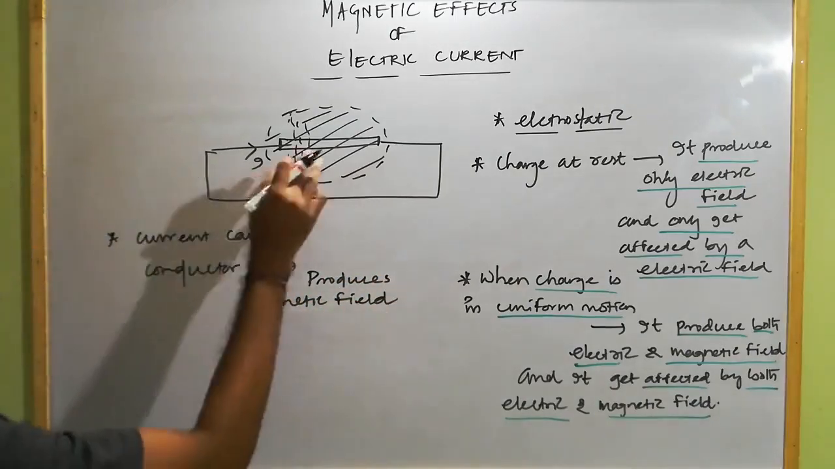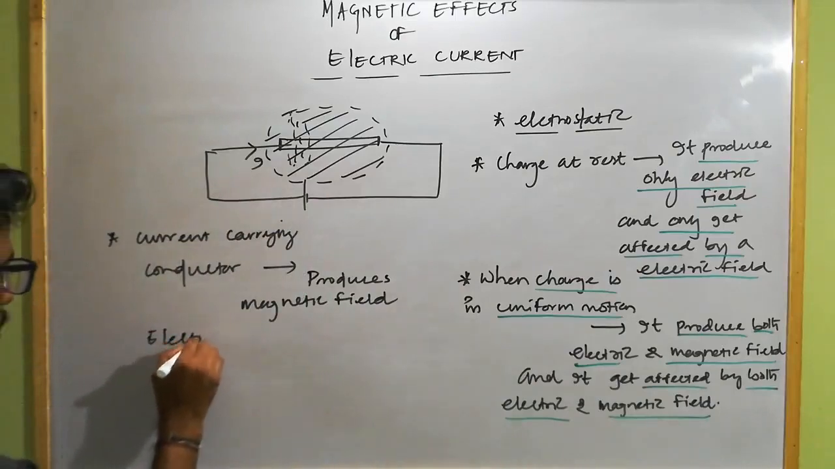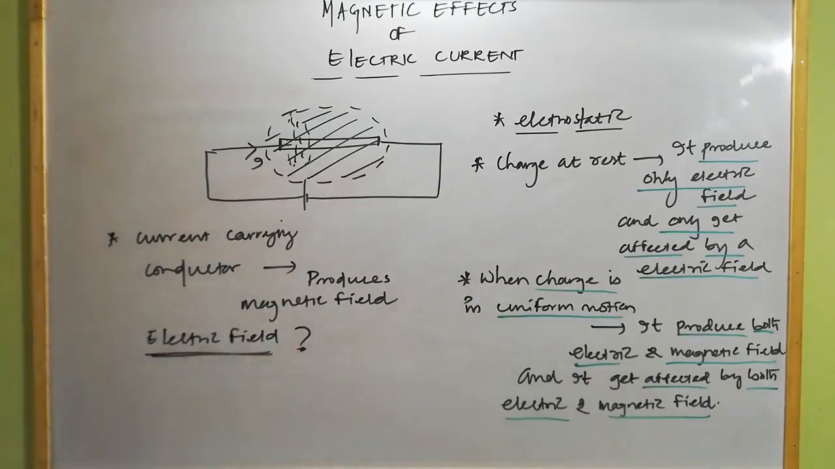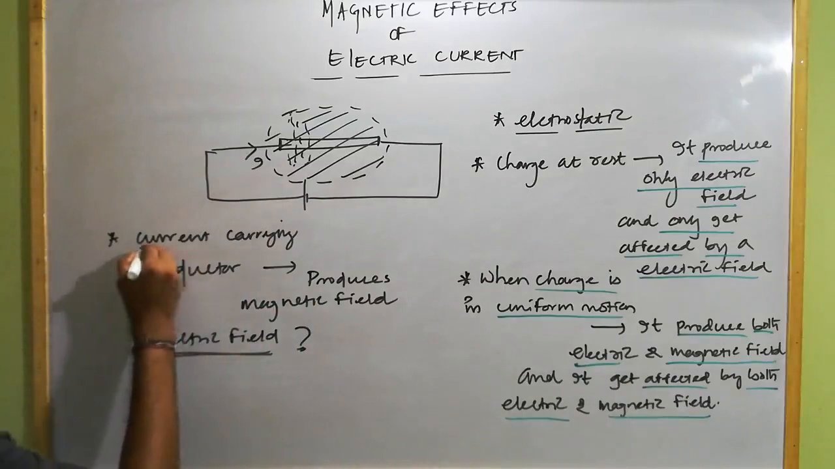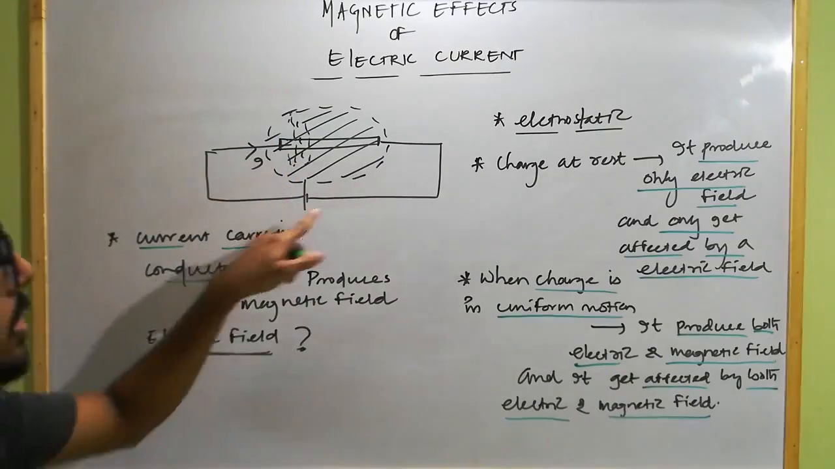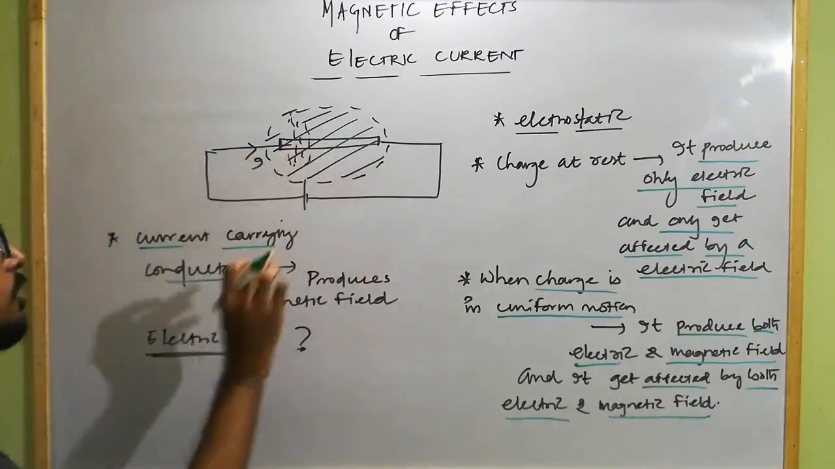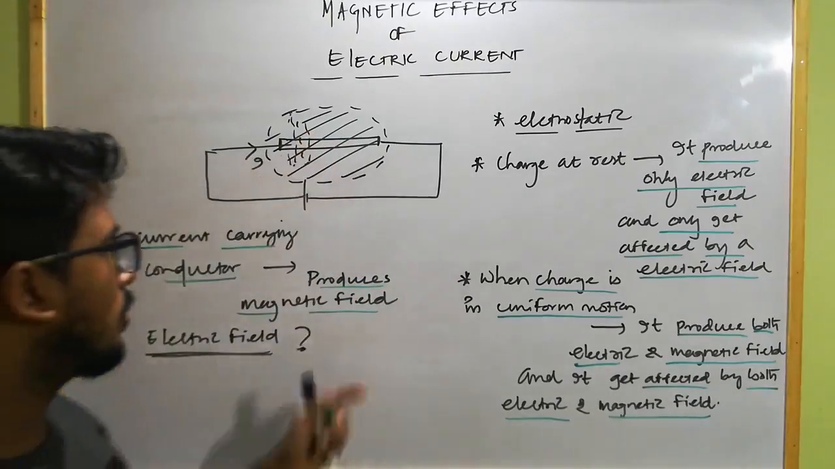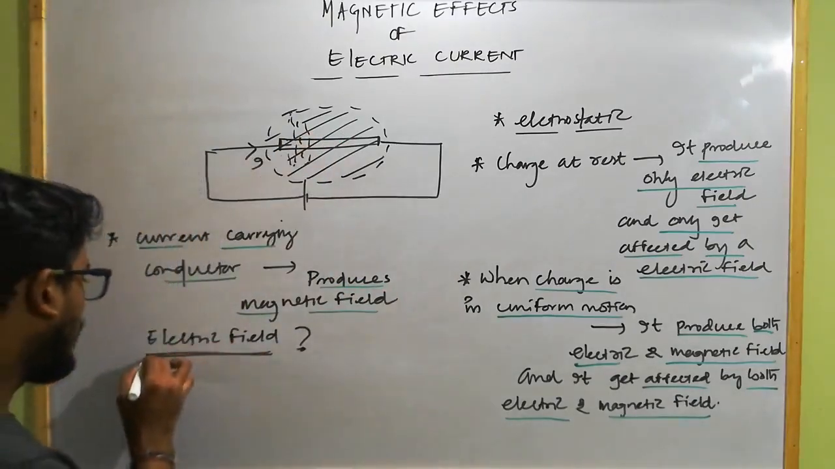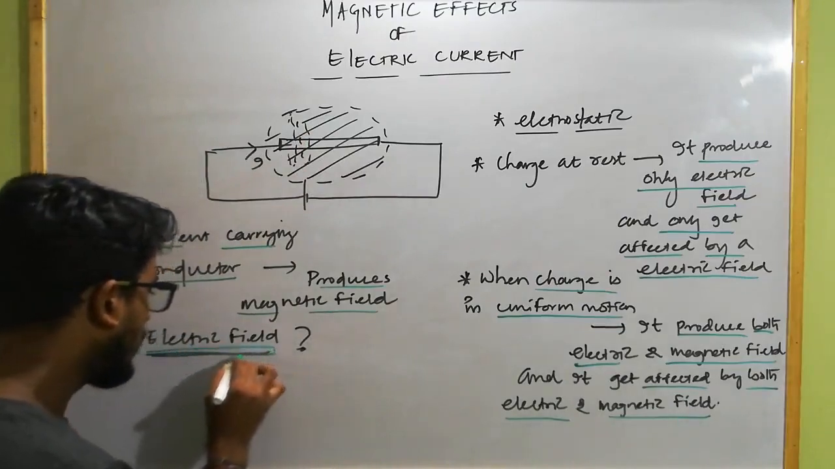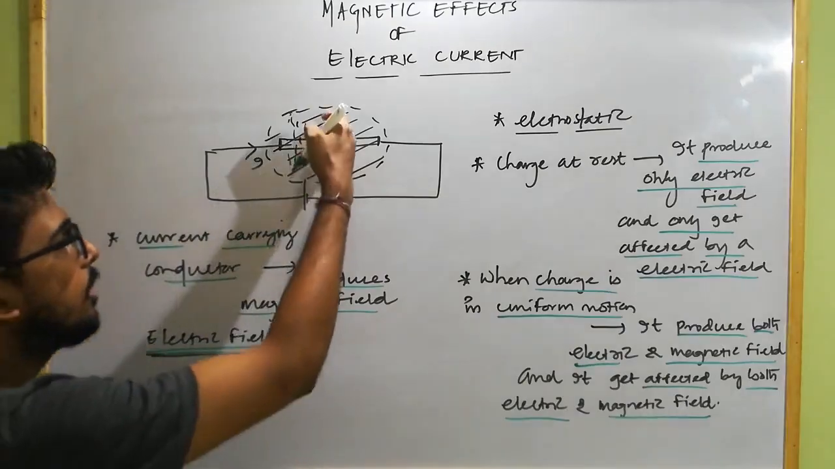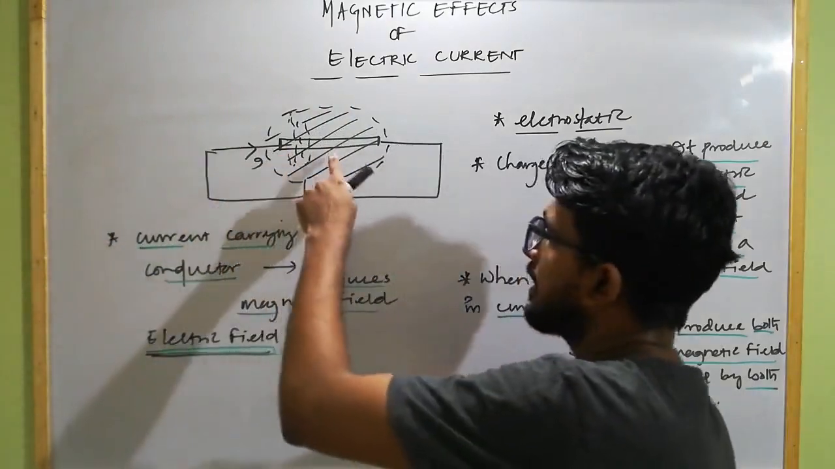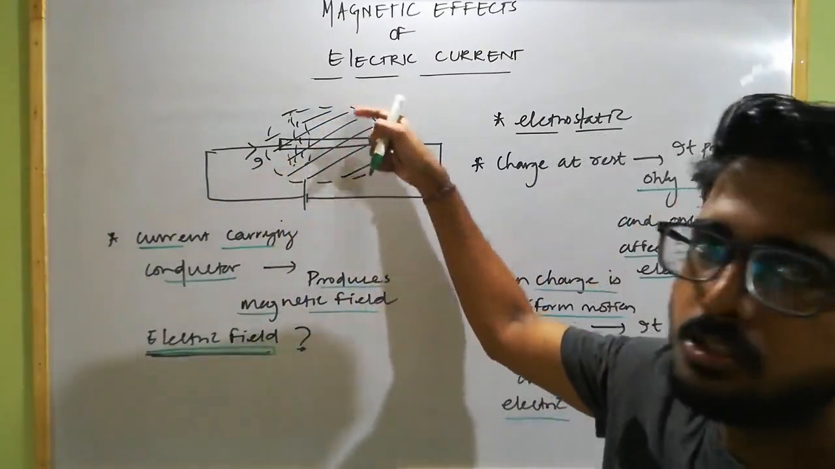Whether it produces an electric field is a question that must arise in our mind. You already discussed that Oersted demonstrated the experiment that a current carrying conductor produces a magnetic field surrounding it, as the magnetic compass placed near the current carrying conductor gets deflected. So does the current carrying conductor also produce an electric field surrounding it?